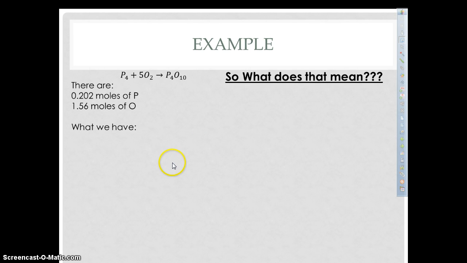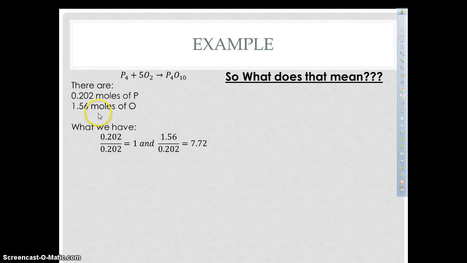Okay, so here's what we have to do. We know we have this many moles. In chemistry, we count things in moles. So in the problems, like making sandwiches, we count things in slices. Here we're doing moles. So it tells me I have 0.202 moles of the phosphorus stuff, and that's represented here in the equation. And I have 1.56 moles of the oxygen. And up here, that's represented as O2.